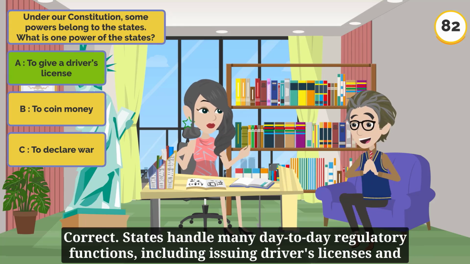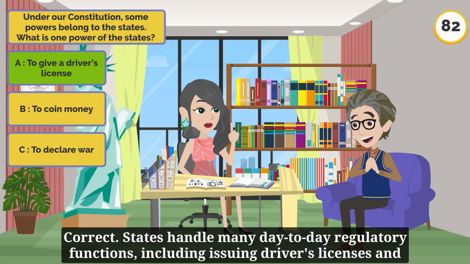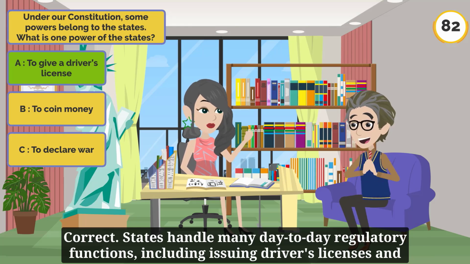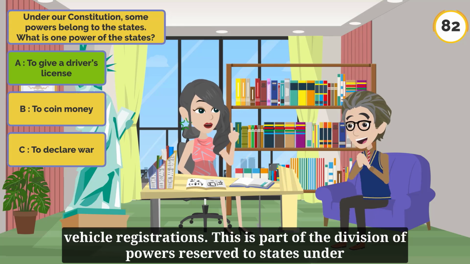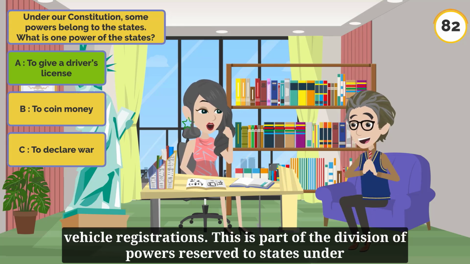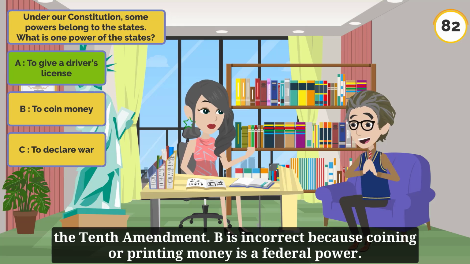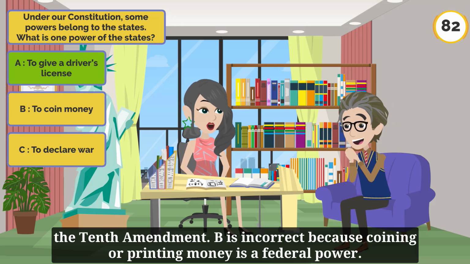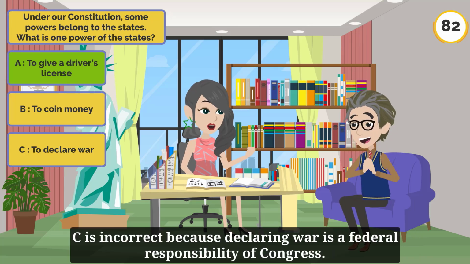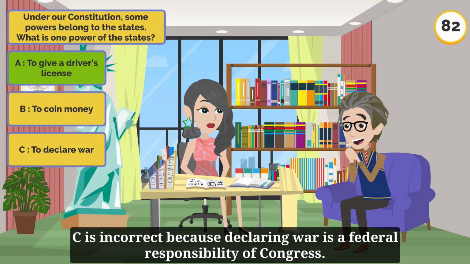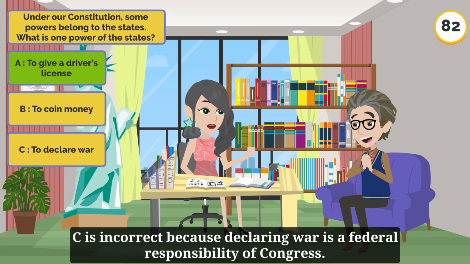Correct. States handle many day-to-day regulatory functions, including issuing driver's licenses and vehicle registrations. This is part of the division of powers reserved to states under the 10th Amendment. B is incorrect because coining or printing money is a federal power. C is incorrect because declaring war is a federal responsibility of Congress.